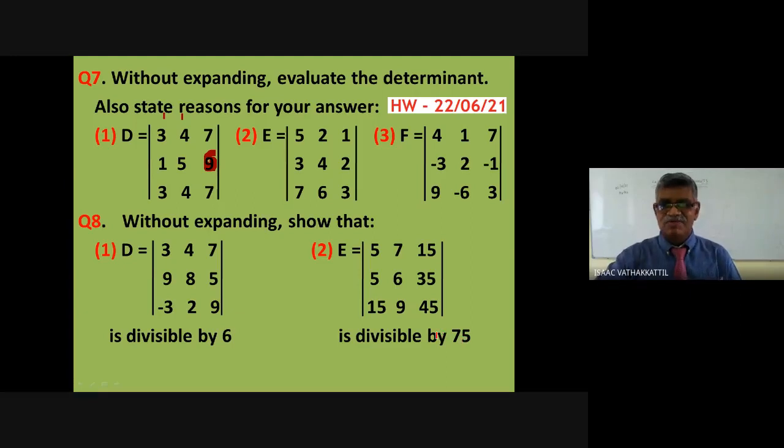Similarly, last one is divisible by 75. How do you say divisible by 75? You have to say it is divisible by 5, then 5 taken out, then you can take 3 out from the third row. I gave the complete hint.